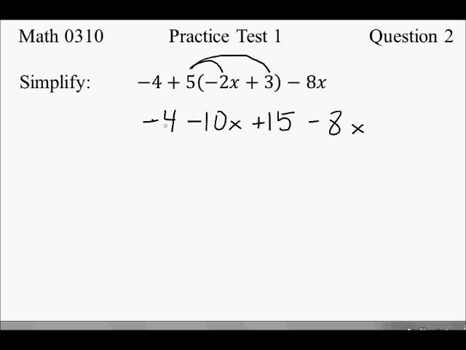Now everything is add and subtract, so we can go ahead and just combine like terms. So for our x terms here, we have a negative 10x and a minus 8x. So negative 10 minus 8 gives us negative 18x. And then a negative 4 plus 15. So here we're going to have a plus 11 there when we combine those terms. So negative 18x plus 11 is our answer, and that is answer choice B.